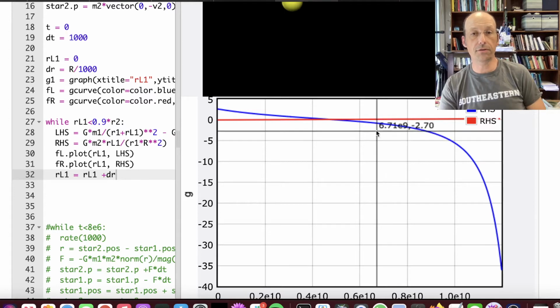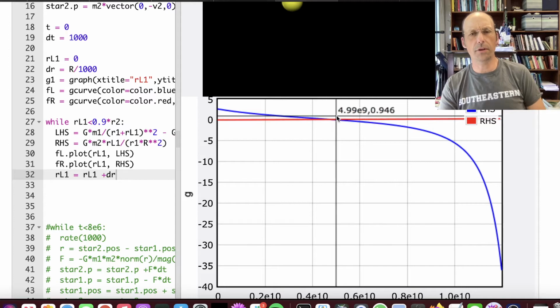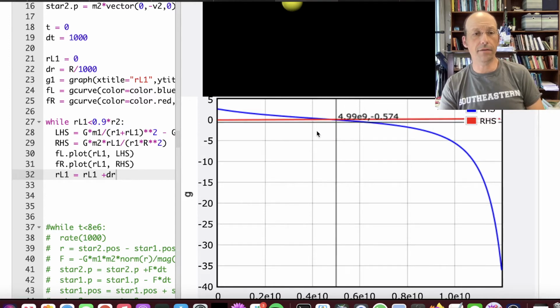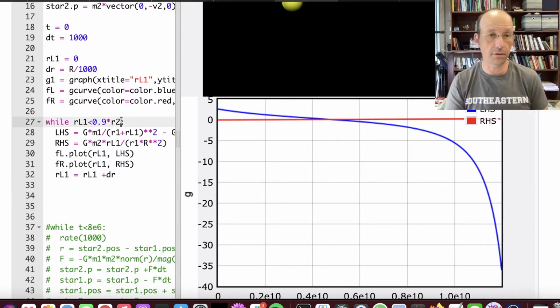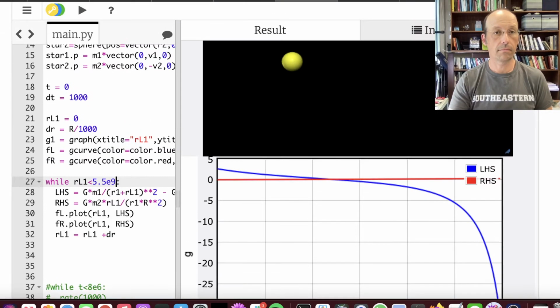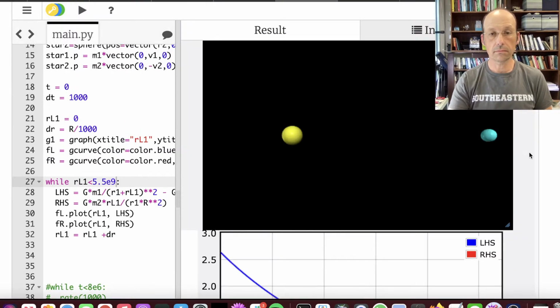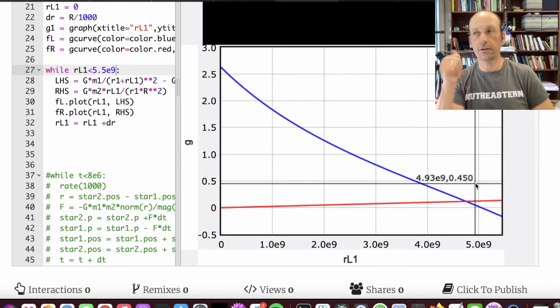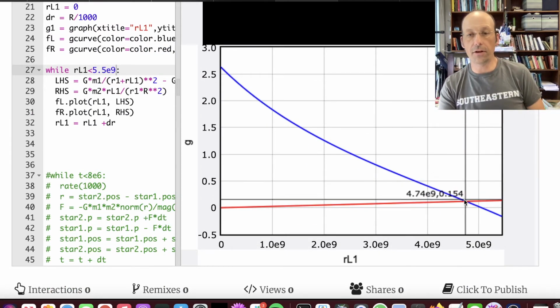Should it be tiny? Well, let's just do this. That seems weird. Let's look at 5.5 times 10 to the 9th. Let's just change this. 5.5 E9. Okay, it is changing. Great. And there you can see a better value for that.